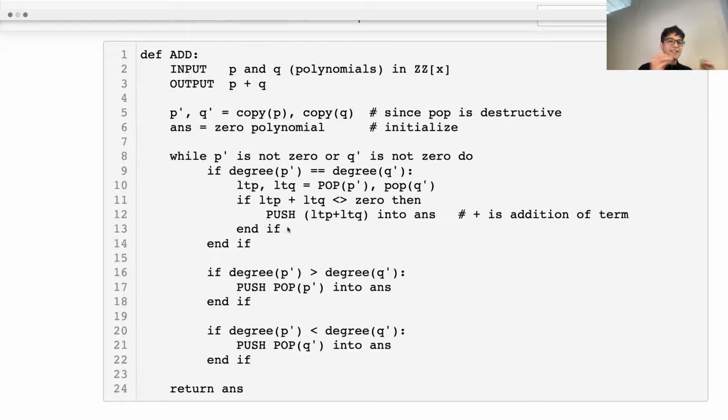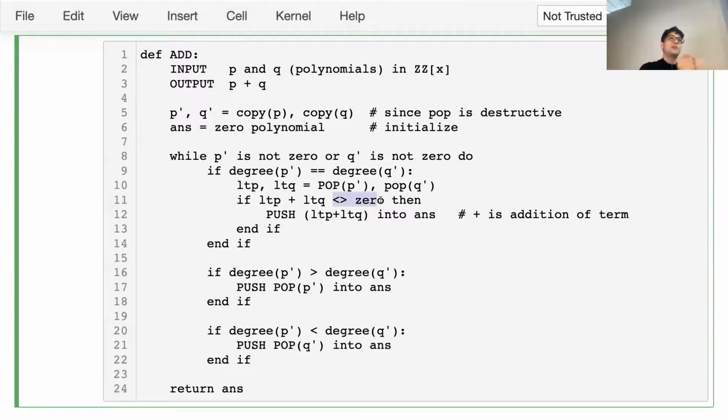I'm going to add the leading terms of p and q together, right? Using the term addition, which is defined. You don't have to redefine that, right? That's handled for you. But you have to check that they're not zero, right? They can be zero. Plus x minus x gives you 0x.